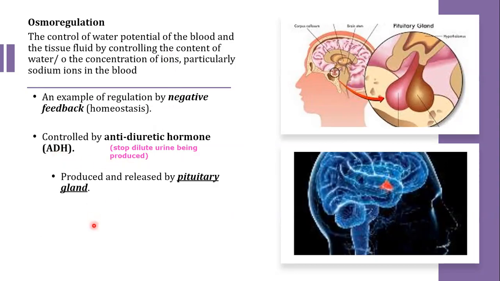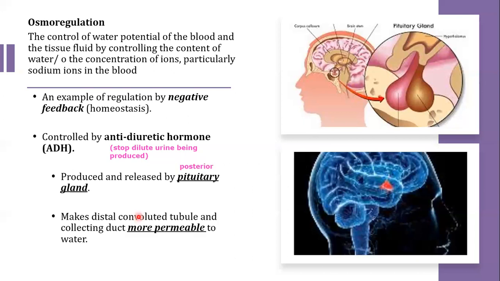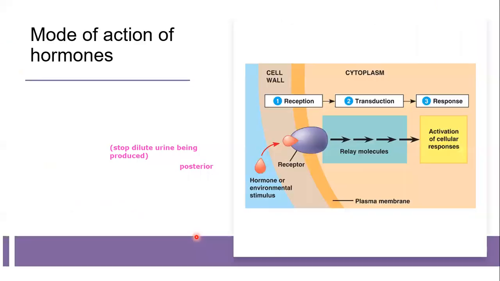So please remember that. I'm just going to add on this posterior. Posterior means di belakang, at the back. All right, so when the ADH is released by the posterior pituitary gland, it will make the distal convoluted tubule and the collecting duct more permeable to water. So when they're more permeable to water, it allows more water to be absorbed.